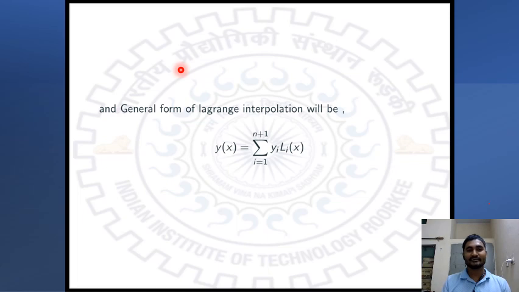This is the general form of Lagrange interpolation. If you want to find the value of y at x, you just need to use this formulation, where i goes from 1 to n plus 1.